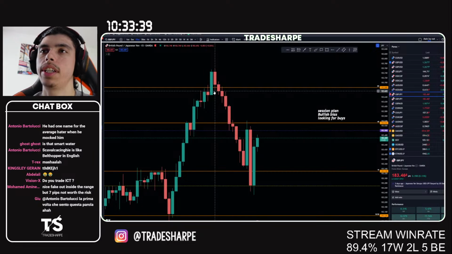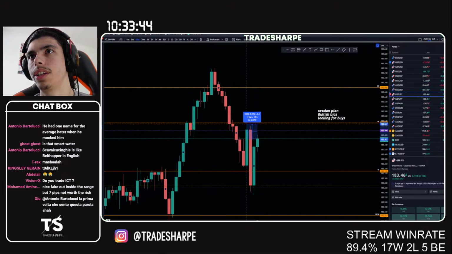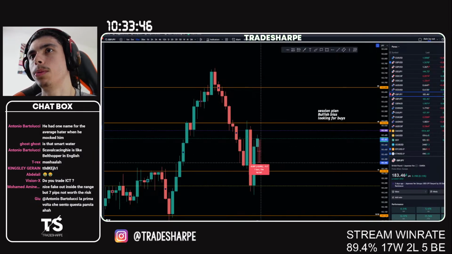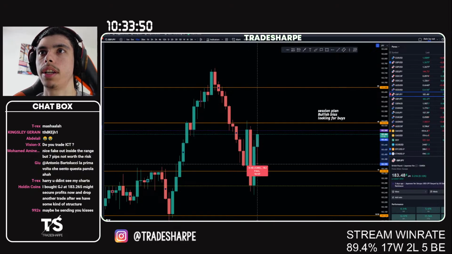Nice fake out inside the range. Yeah, exactly. My problem is if I just trade from here to here, break of the high to here, 6, 7 pips with spread, it's like 5 pips. It's not even enough to go break even. It's a high chance. You just have to get lucky that it doesn't come back.